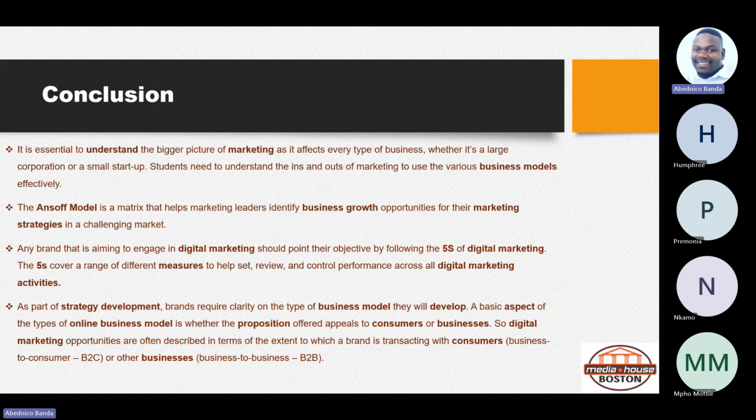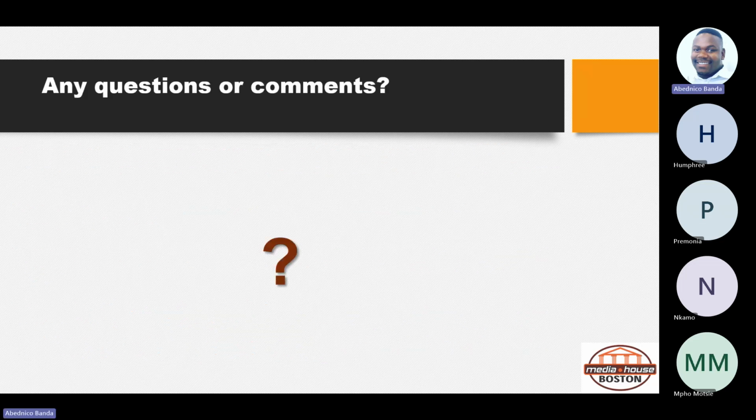A basic aspect of the type of online business model is whether the proposition offered appeals to consumers or to businesses. So digital marketing opportunities are often described in terms of the extent to which a brand is transacting with consumers or other businesses. So that's it, guys, for lesson 4. Are there any questions or comments?